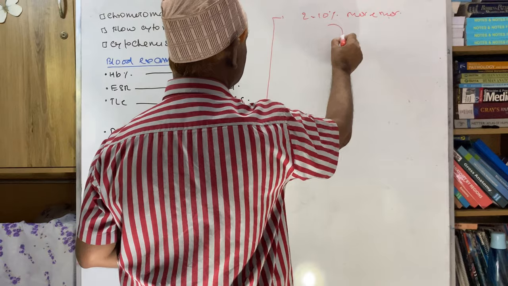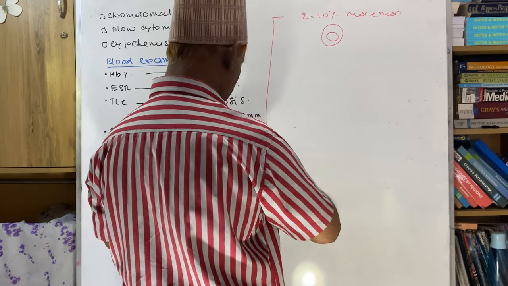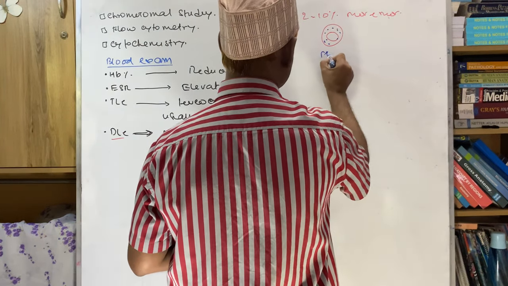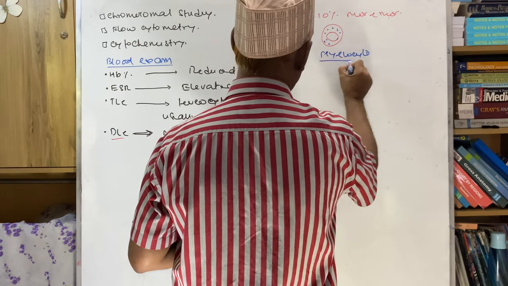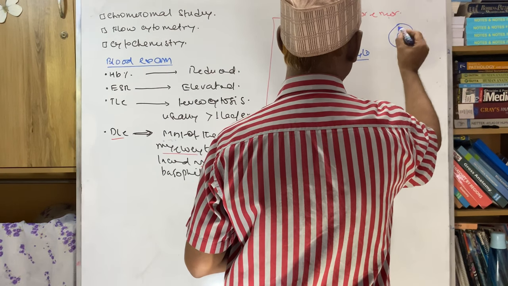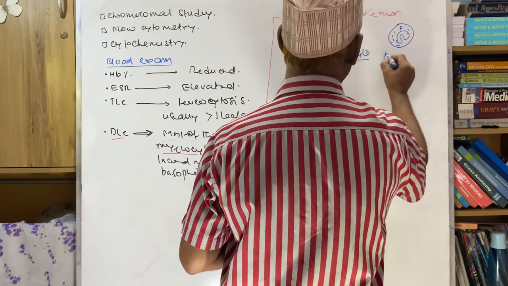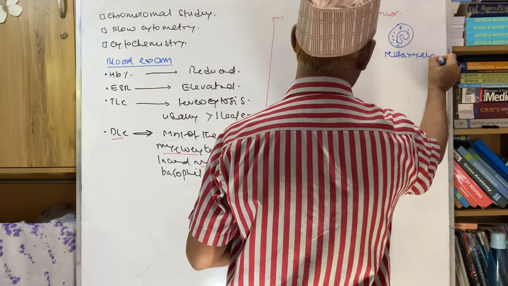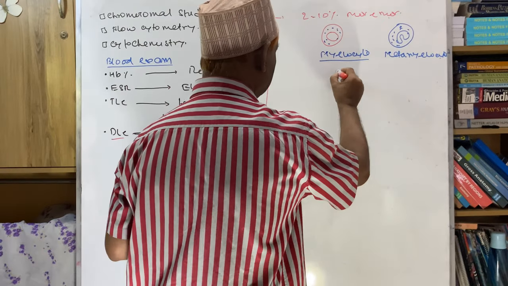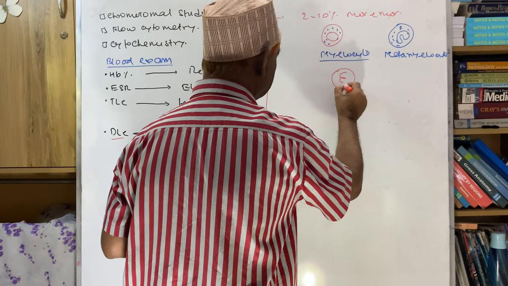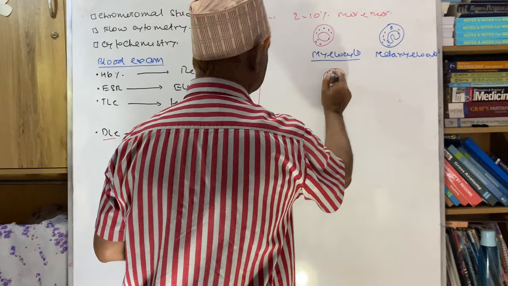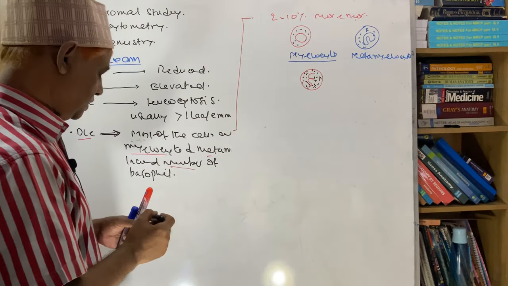So myelocyte looks like this: this is the nucleus, and the cytoplasm contains granules. So these are the myelocytes. Another cell we will get is the metamyelocyte, like this. This is the nucleus. So this is the metamyelocyte. And along with this increased number of myelocytes and metamyelocytes, you will get basophils. If it is a basophil, this is the nucleus like this, and these are the granules. So this is the DLC.